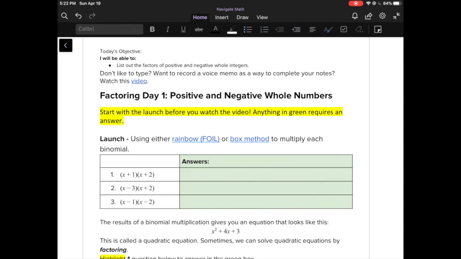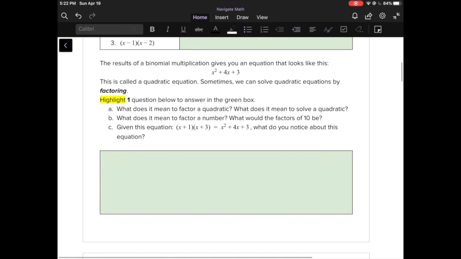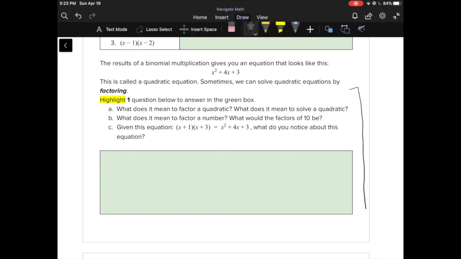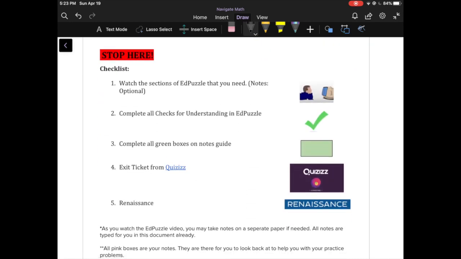So let's get started with today's lesson. You should have already done the launch, which asks you to multiply some binomials. Some things that I noticed from the previous lesson is a lot of people are forgetting to do this part of the launch, which is usually a lesson that connects to the day's lesson. All I ask is that you just try it. Just write something down. It doesn't matter if you're right or wrong. I'm just looking at it to gauge where you're at, and it helps you get grounded and get started for today.